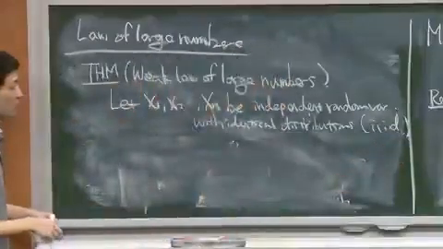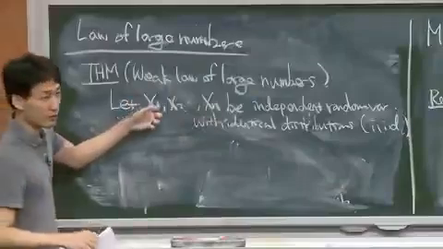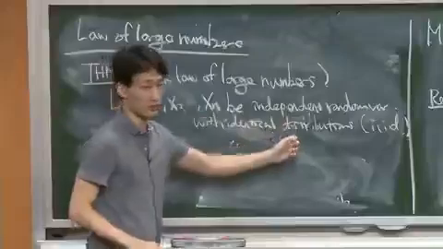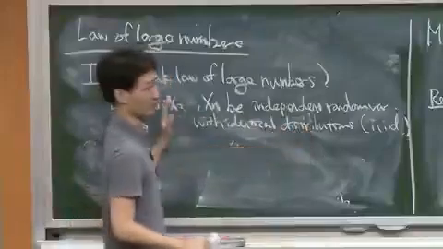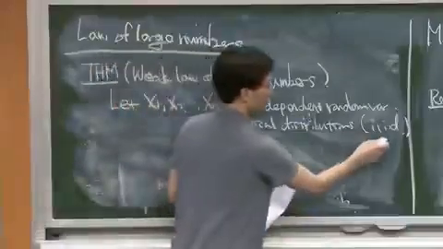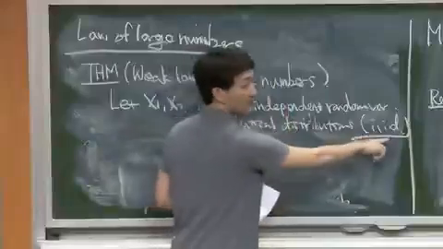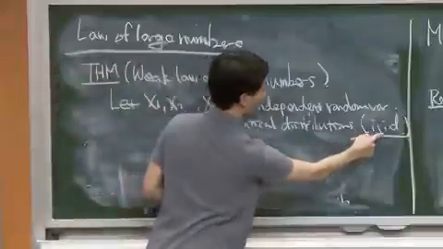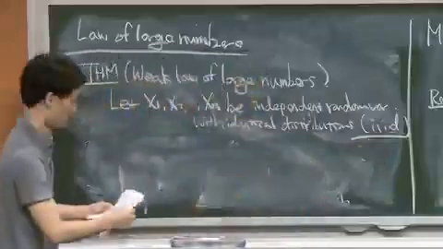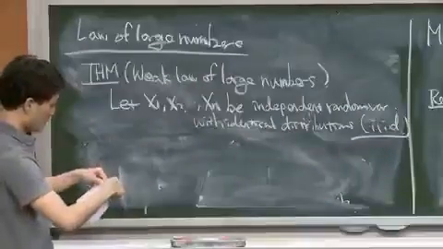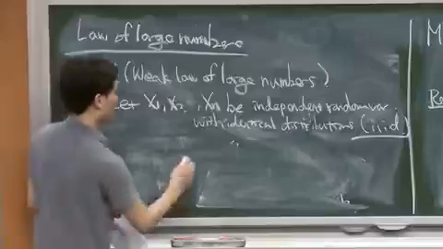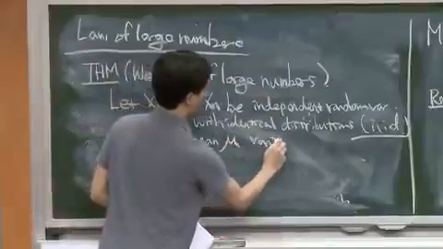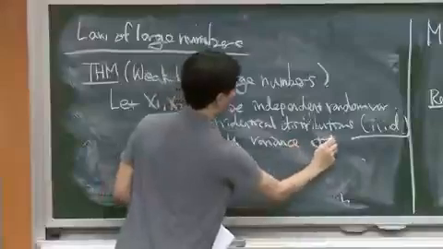Okay, so now we're talking about large-scale behavior. Let X1 up to Xn be independent random variables with identical distribution. We don't really know what the distribution is, but we know that they're all the same. In short, I'll just refer to this condition as IID random variables later: independent, identically distributed random variables. And let the mean be mu, the variance be sigma squared.